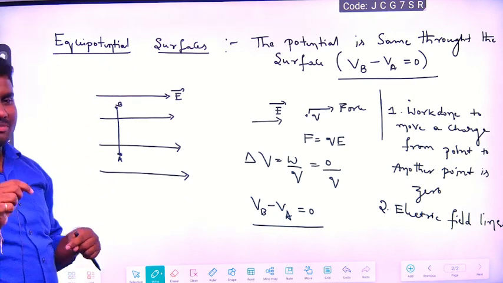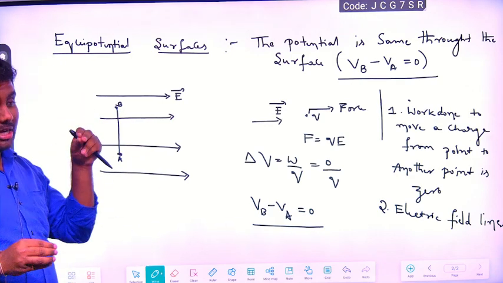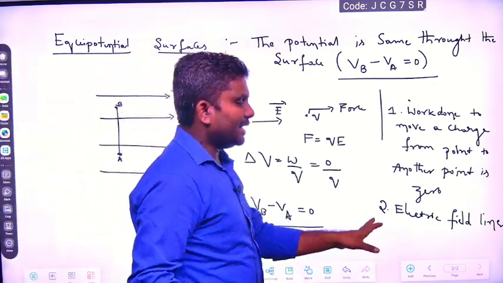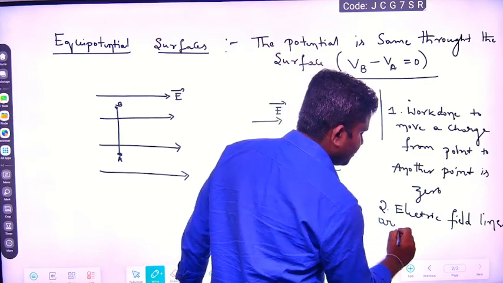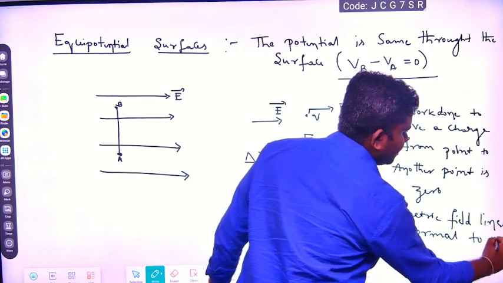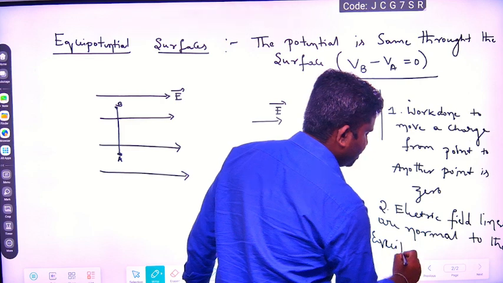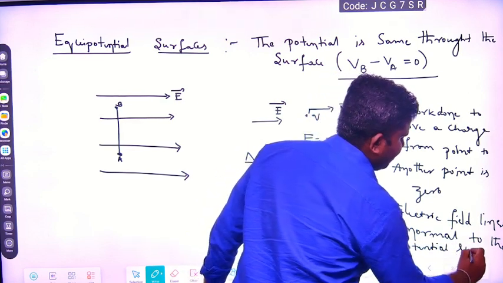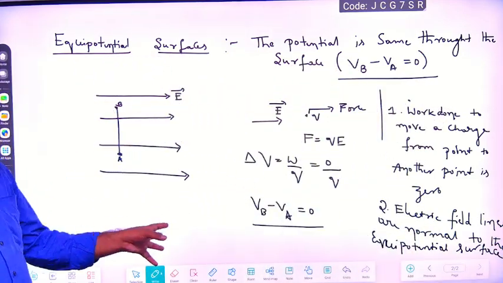What does intersect mean? Field lines will never intersect. If field lines intersect, the charge would have to move perpendicular to the field lines. Understood? And electric field lines are perpendicular, or normal, to the equipotential surface. Understood? Okay, write this one.